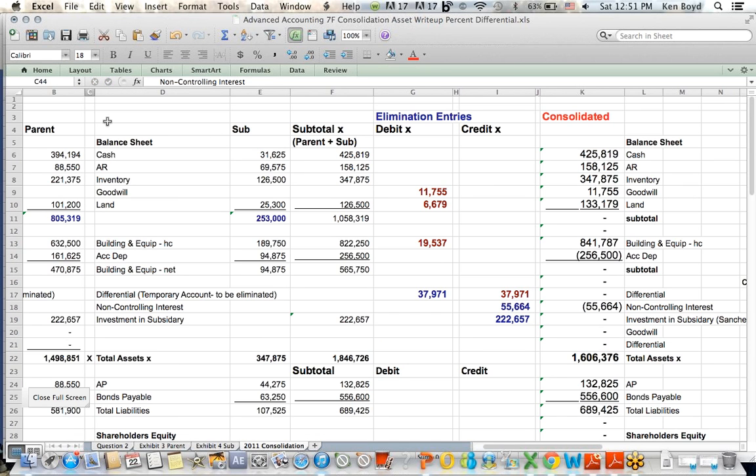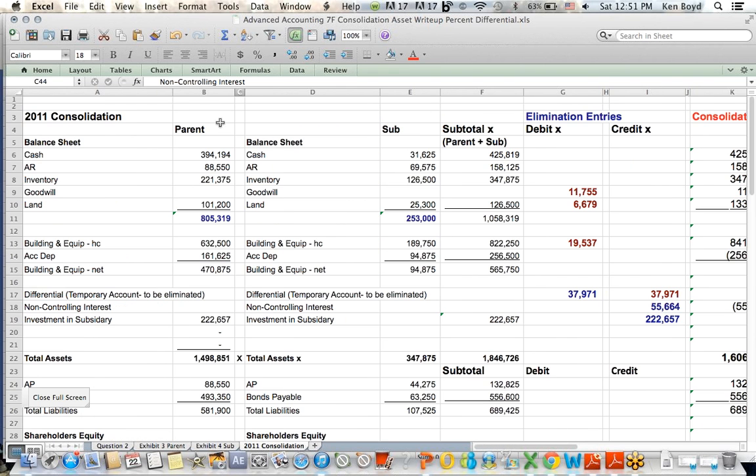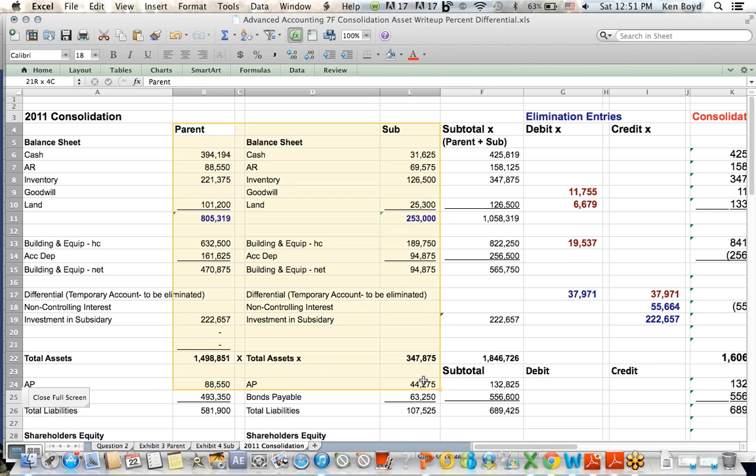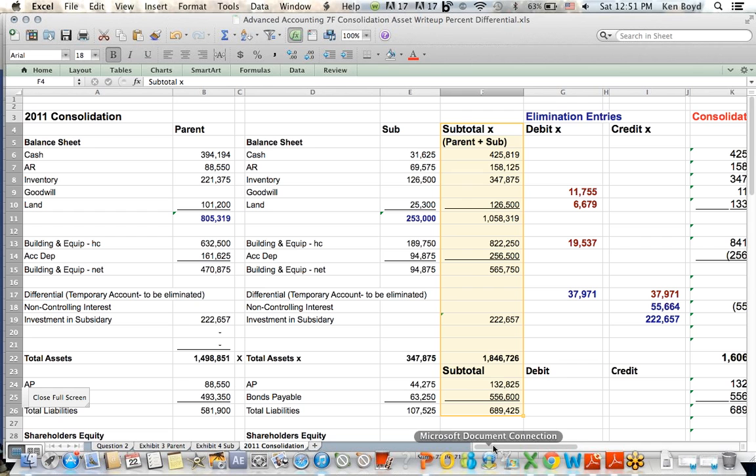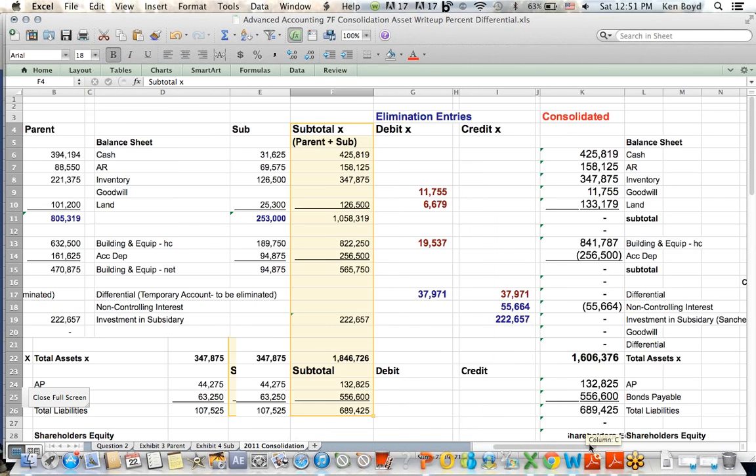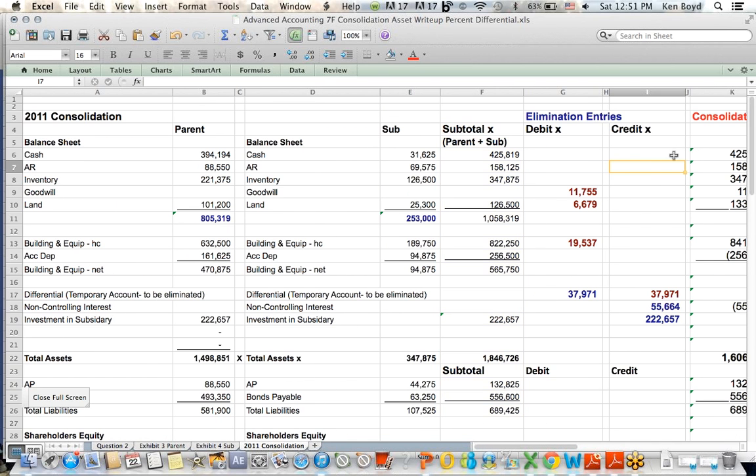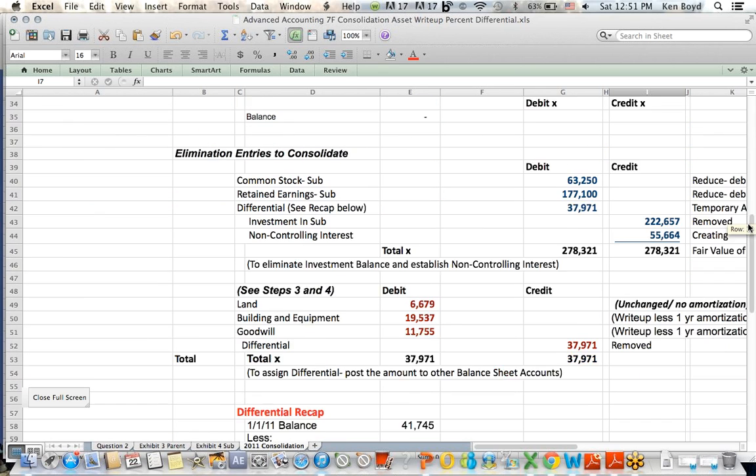So when I consolidate, I have, scoot over just a bit here, I have the parent and the sub balance sheet. I added those numbers across just so I had a subtotal page. And you're going to notice when I scroll down that there were two entries, and you've seen it on a prior video.